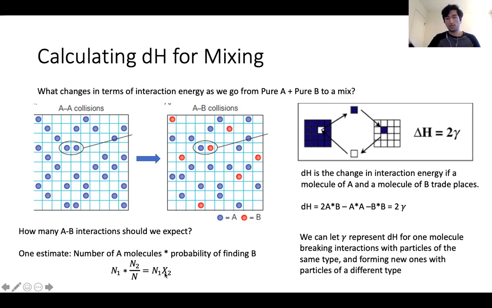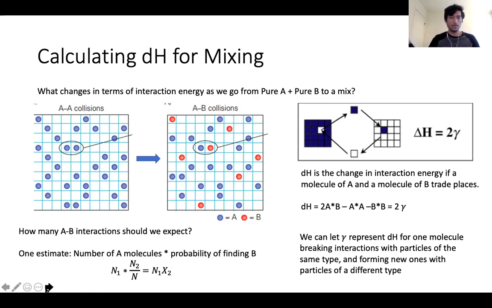And if you multiply those two things, that gives you roughly the number of A and B interactions we would expect as we're mixing. This makes sense because if N1 was small, meaning we had very few A molecules, this would be a small number. And similarly, if B were really small, meaning that N2 were really small, then we would also have a small number of interactions. Then if you multiply this by gamma, you will get delta H. And that's what was shown in lecture.